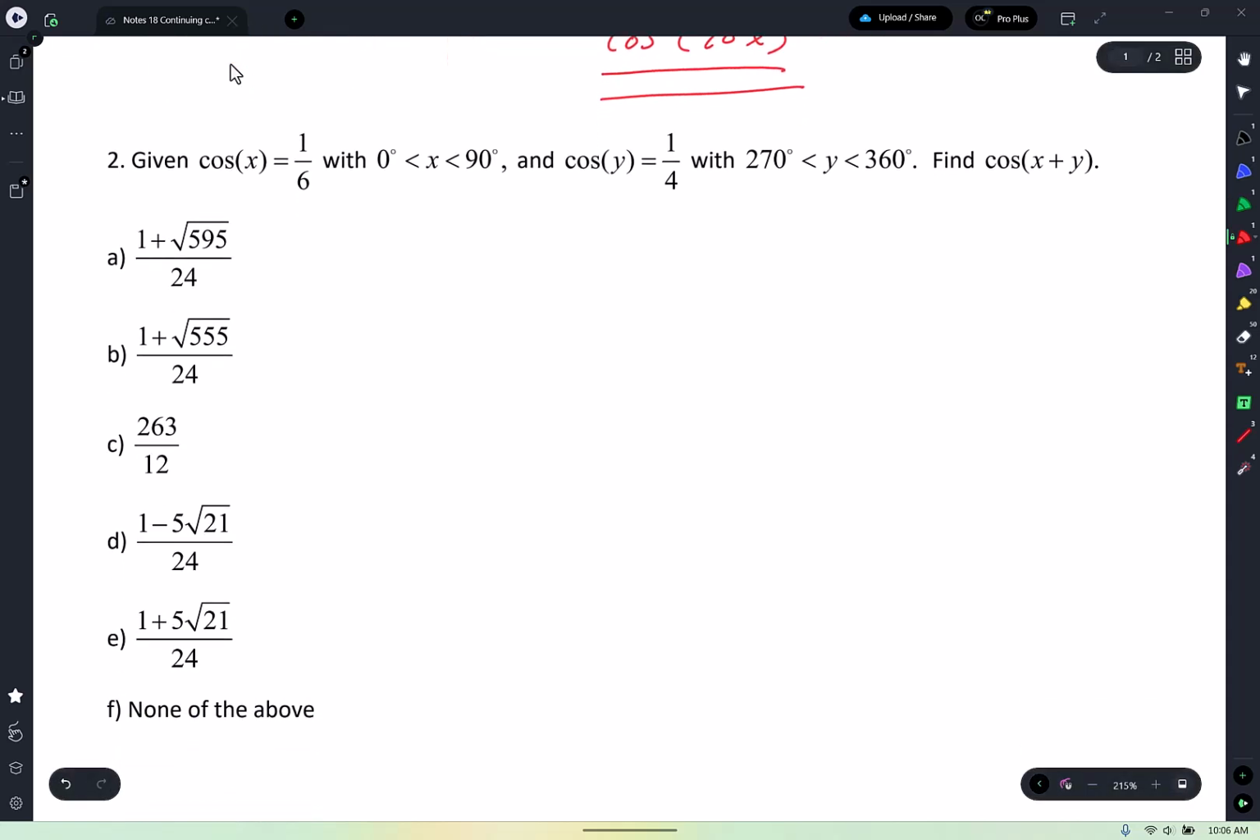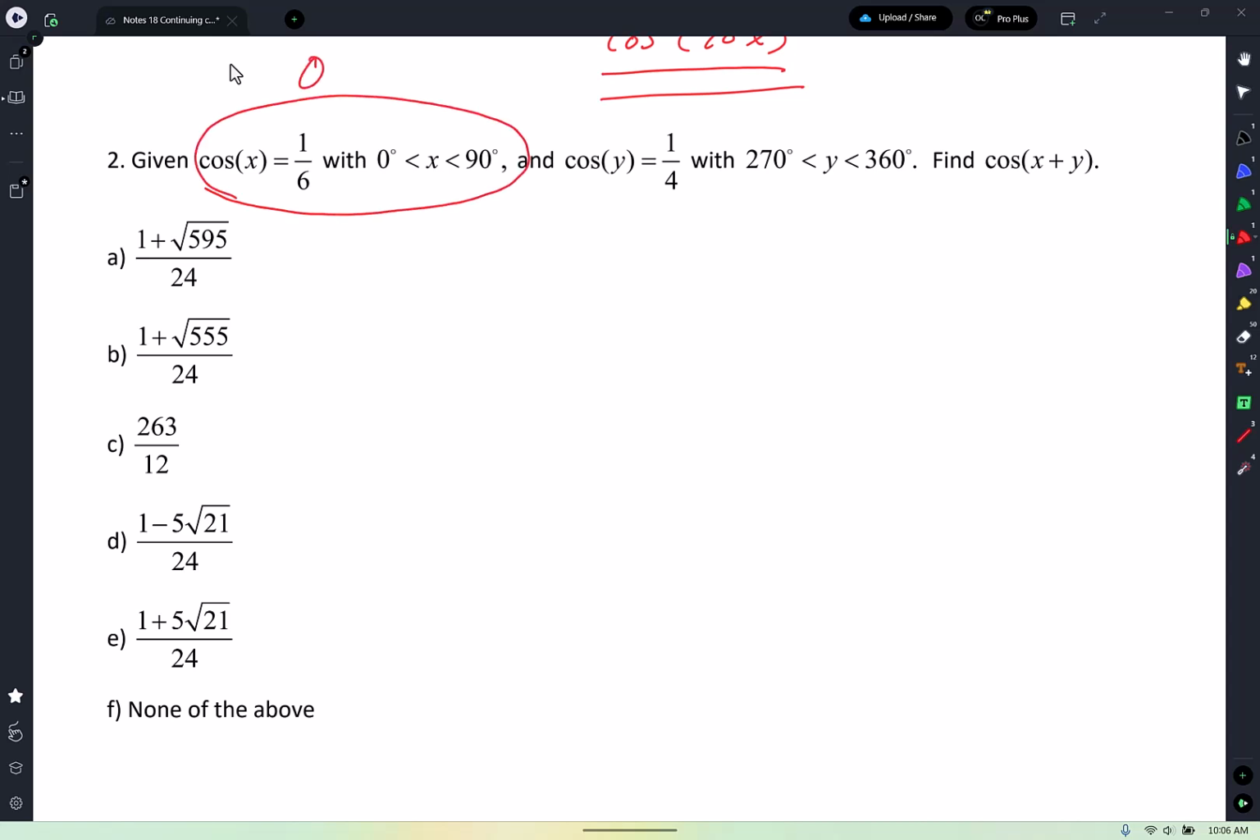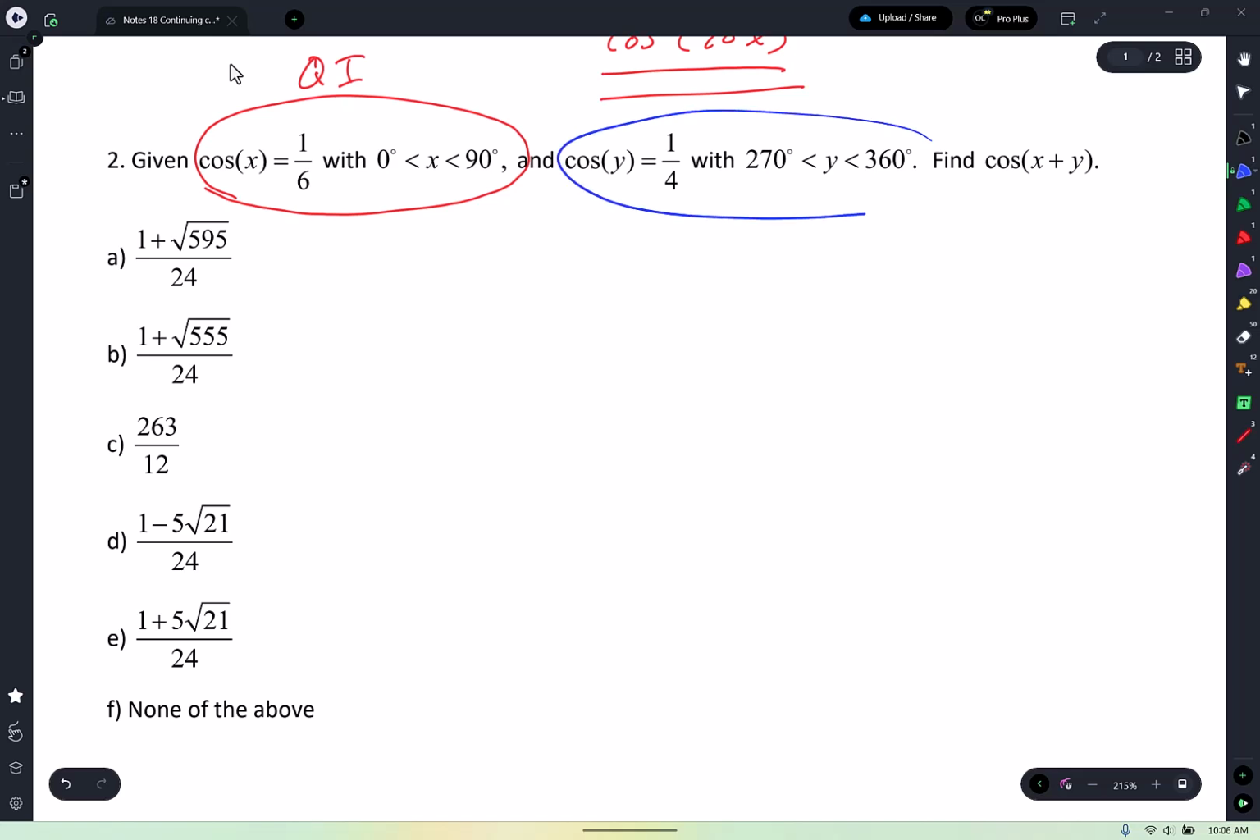So given cosine x is 1/6, and notice that angle x is in quadrant 1, Q1, and cosine y is 1/4, and y is in quadrant that looks like 4. So I'm going to color code this. That's quadrant 4. Find cosine x plus y.